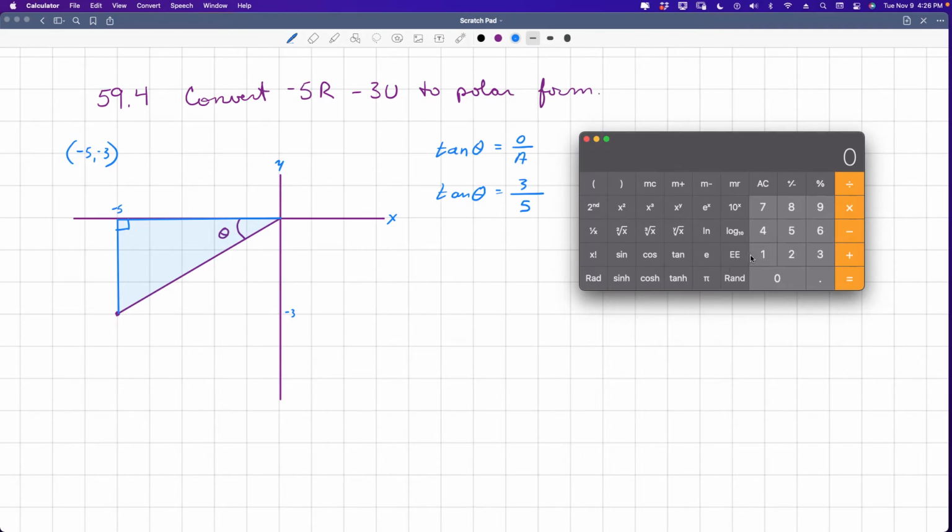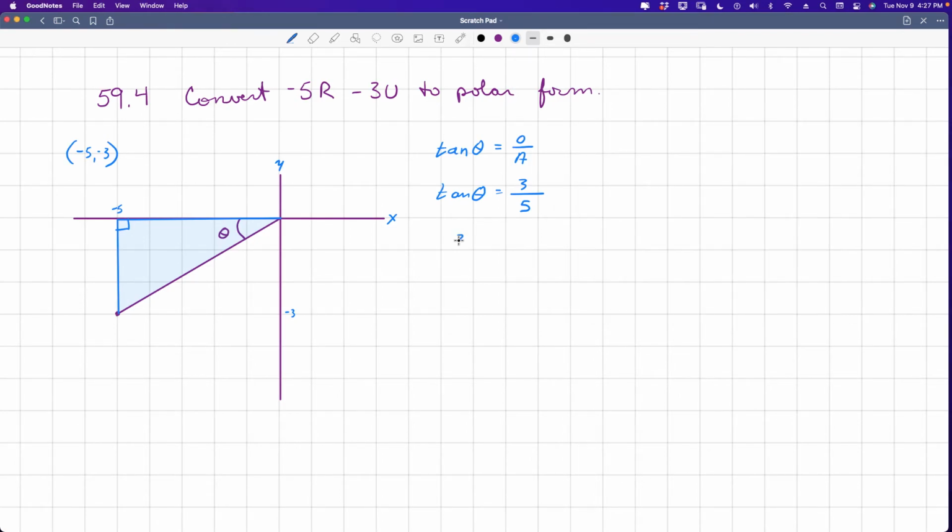We get that 3 divided by 5 is equal to this, and that the inverse tan of this is going to be 30.96, which we can just round up to 31. So our degree of measure here is 31 degrees for this. So O equals 31 degrees.